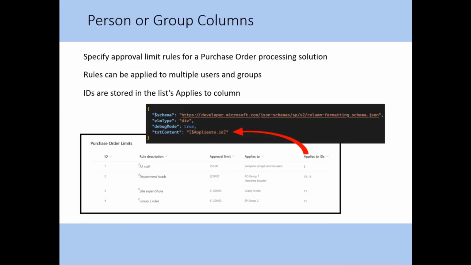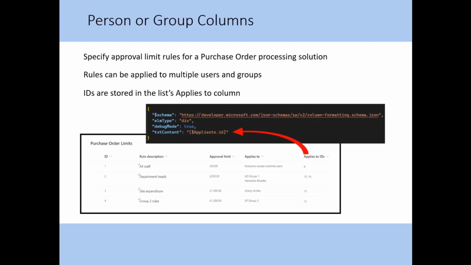So, as an example of where we might want to better understand users and groups in SharePoint, we can take a look at a simple solution to process purchase orders. In this list, we'll create rules specifying the maximum purchase order value that a member of staff is allowed to approve. If a staff member submits a purchase order with a higher value, the solution will then pass the purchase order up the management chain as an approval request.